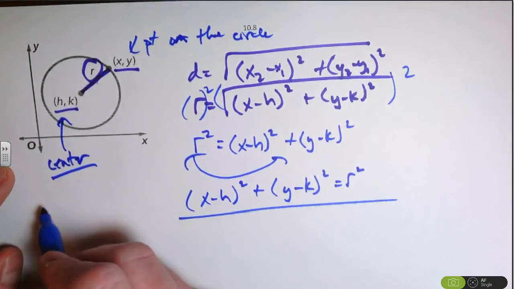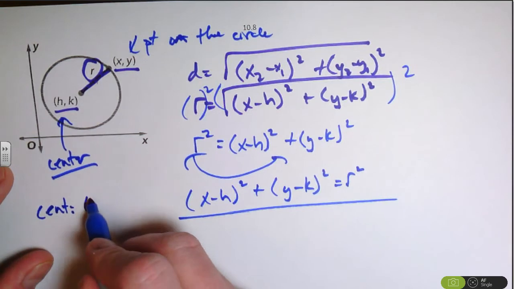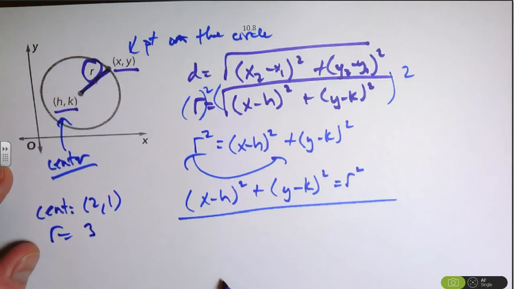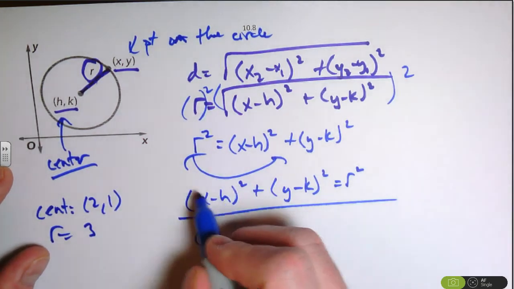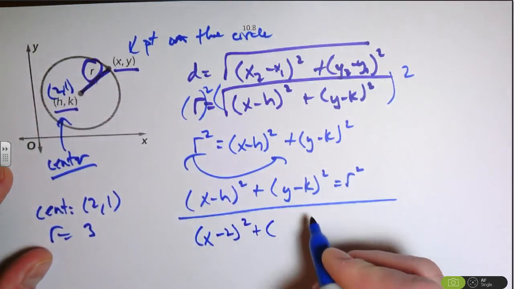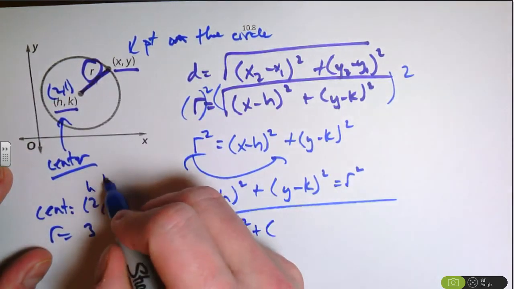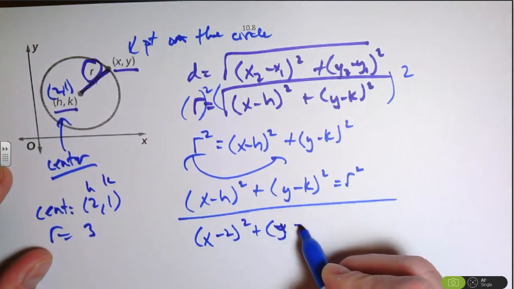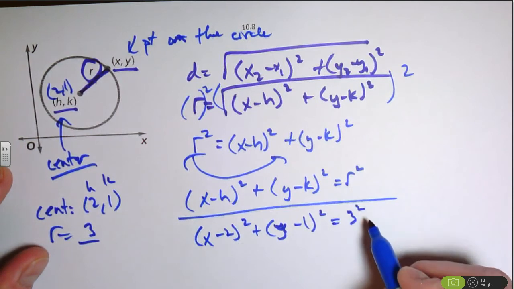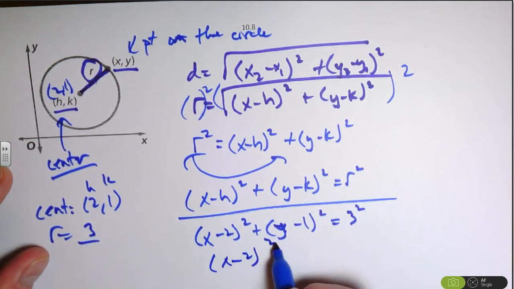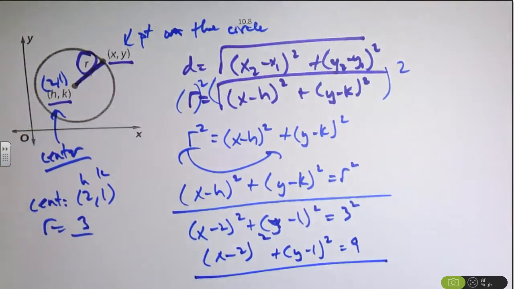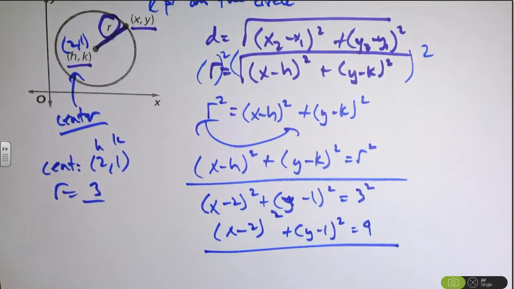So just a real quick example: if the center were at 2, 1, and the radius were 3, it would be x minus h, which is 2, and 1 for k. So x minus 2 squared plus y minus k, well, k is 1. And the radius is 3, so 3 squared. So our equation would be x minus 2 the quantity squared plus y minus 1 the quantity squared equals 9.